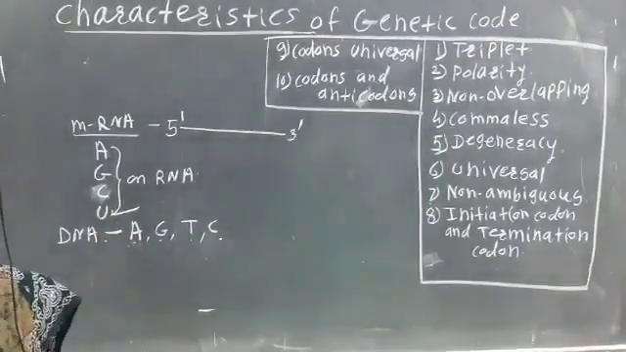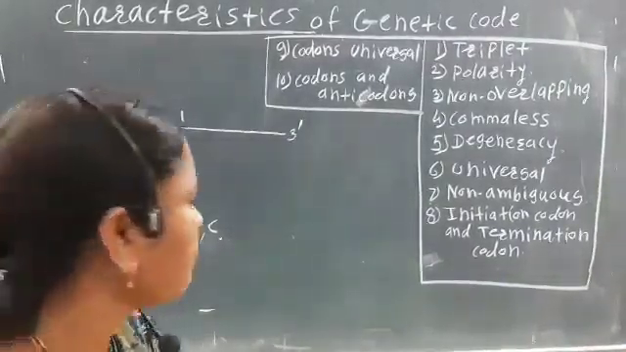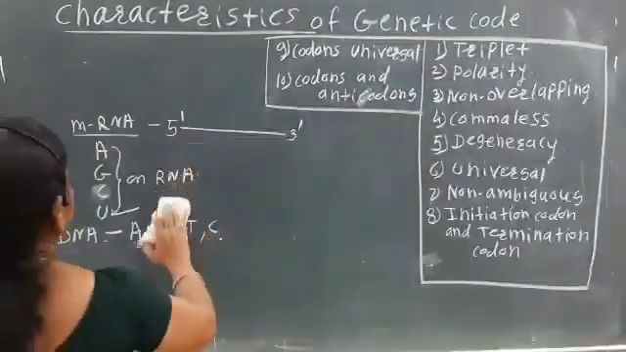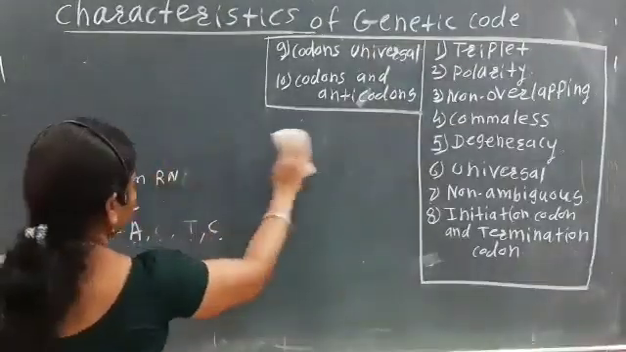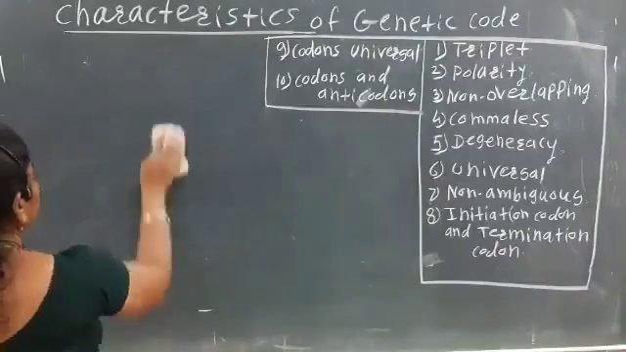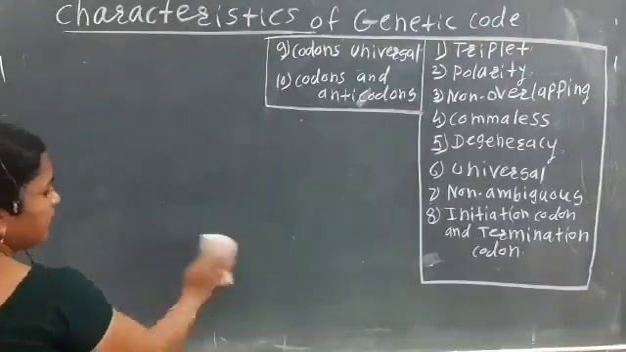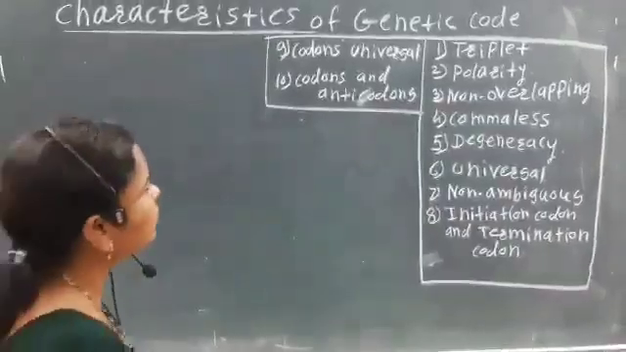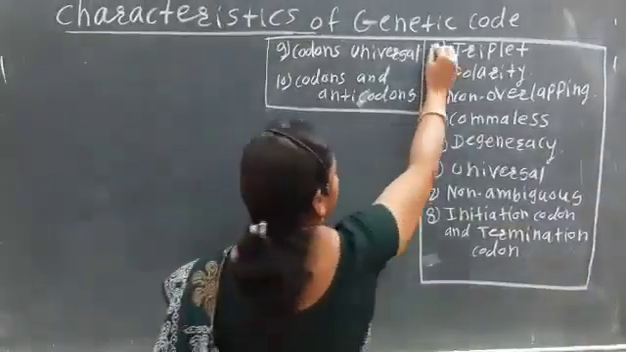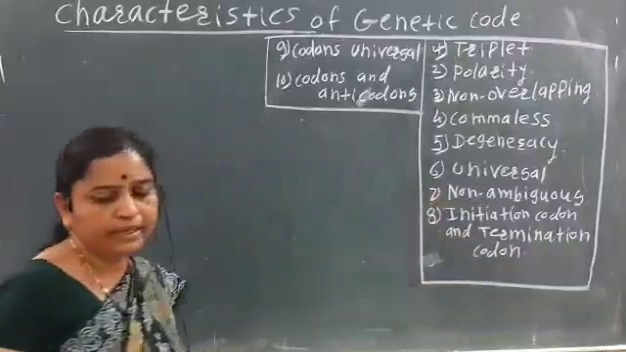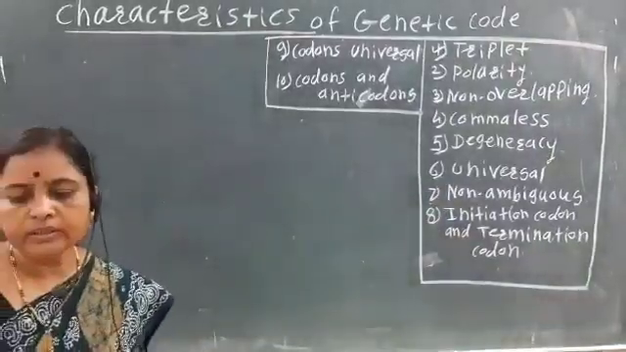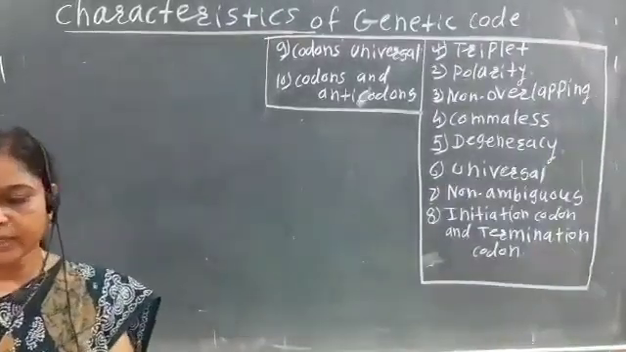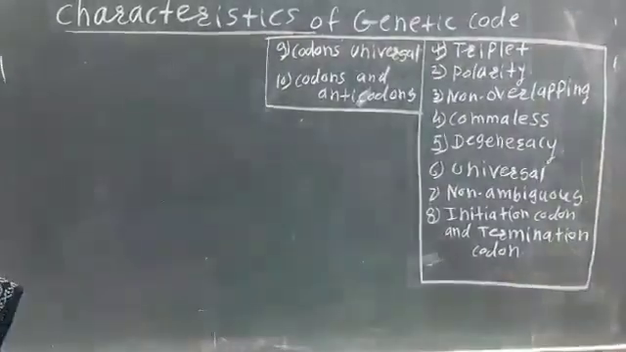Okay, students. So see, these are the characteristics of the genetic code. One by one, आपण एक characteristics बघूया. So the first characteristic is that the genetic code is triplet. Triplet means what? In every living organism, genetic codes are always triplet.